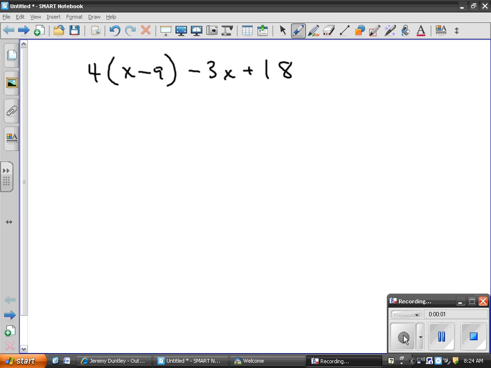So today we are combining like terms, and this is a process that's necessary in order to do higher level linear equation solving. It's really not that difficult, but it does take some getting used to.